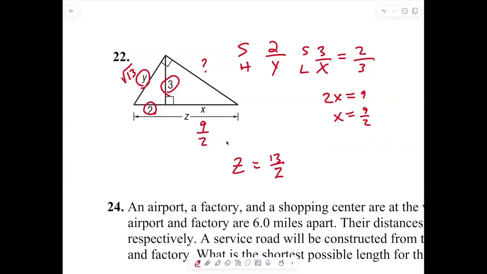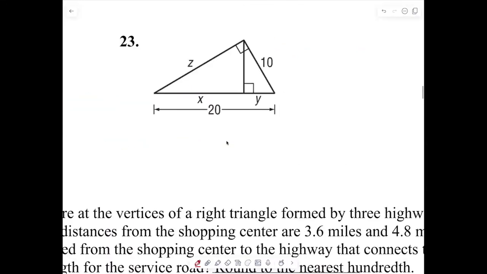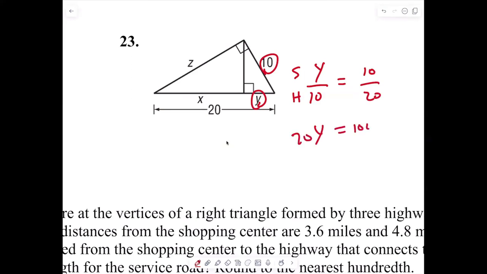All right. So now let's take a look at 23, because he had so much trouble with it. I'm looking at y and 10, y over 10, short leg to hypotenuse. Well, I see a 10 and I see a 20. 20y equals 100, y equals 5. So right off the bat, I now know that y is 5. And now I can understand why you're having so much trouble, right? If y is 5, then x is obviously 15.